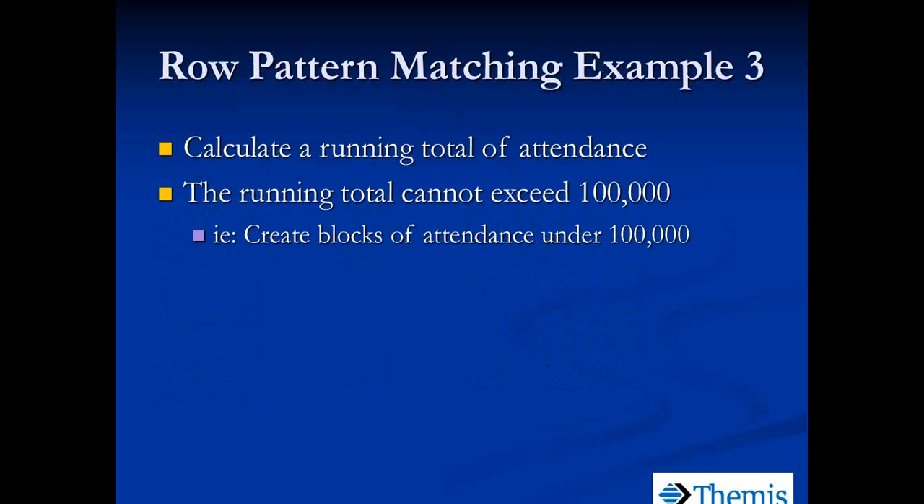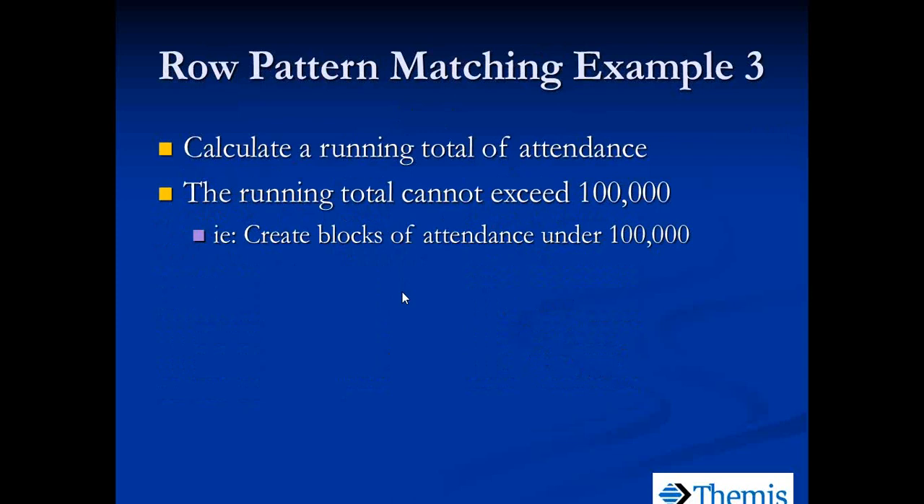I like this. Calculate a running total of attendance. What I want to do here, and I chose 100,000, is create blocks of data, adding up the attendances as I go from one date to the next, but I don't want to exceed 100,000, because maybe I want to see how many days did it take me to get to 100,000 in this month? How many days did it take me to get to 100,000 in the next month? So this one's pretty simple.